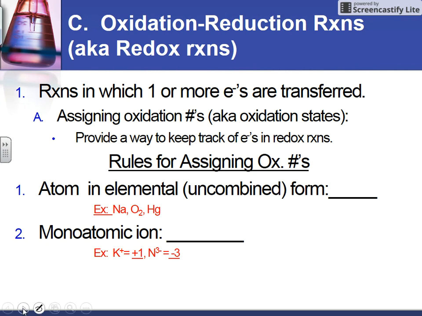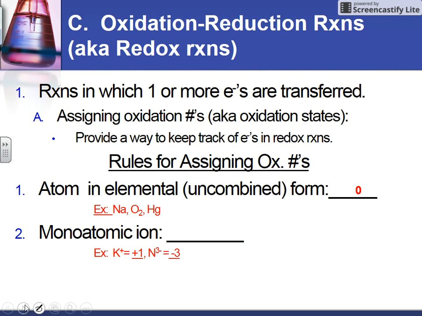So the rules for assigning oxidation numbers, first rule, and these are in hierarchical order: atoms in the elemental form, which means they're uncombined, always have an oxidation number of 0. Keep in mind, atoms are neutral. So if you just have in a reaction sodium atom or oxygen in its elemental form, diatomic oxygen, or mercury, not in a compound, its oxidation number will be assigned as 0.